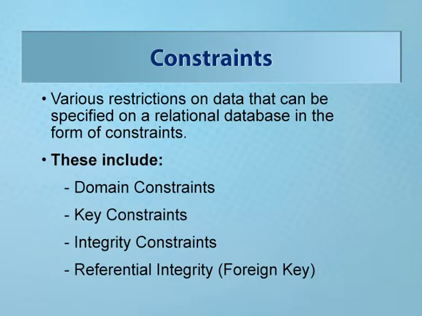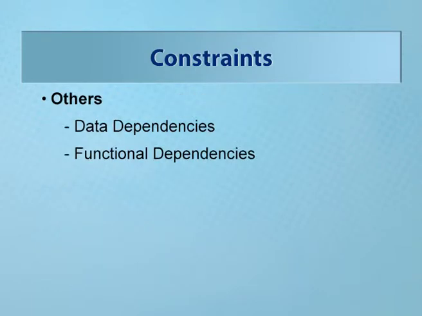Under these particular restrictions there are several categories which we can discuss one by one. First is the domain constraint, then key constraints, integrity constraints, referential integrity, that is a foreign key, and then there are other forms, the data dependencies and the functional dependencies. So, these are the various categories wherein we can induce different constraints or restrictions into the database. Let us start with the domain constraints.